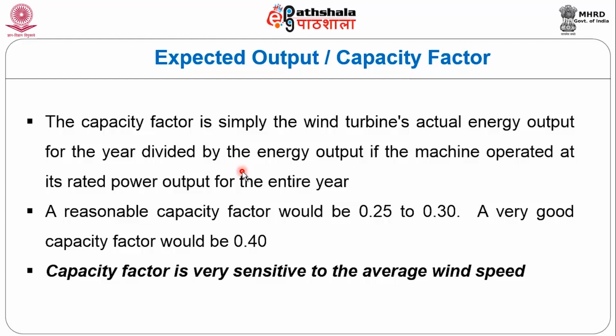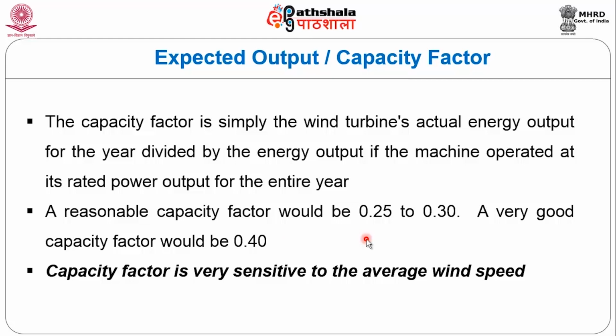So, the capacity factor is also called the efficiency factor or load factor. The capacity factor is simply the wind turbine's actual energy output for the year divided by the energy output if the machine is operated at its rated power output for the entire year. Suppose the wind turbine is operated the entire year at the rated speed, what would be the capacity factor? A reasonable capacity factor would be 0.25 to 0.3.